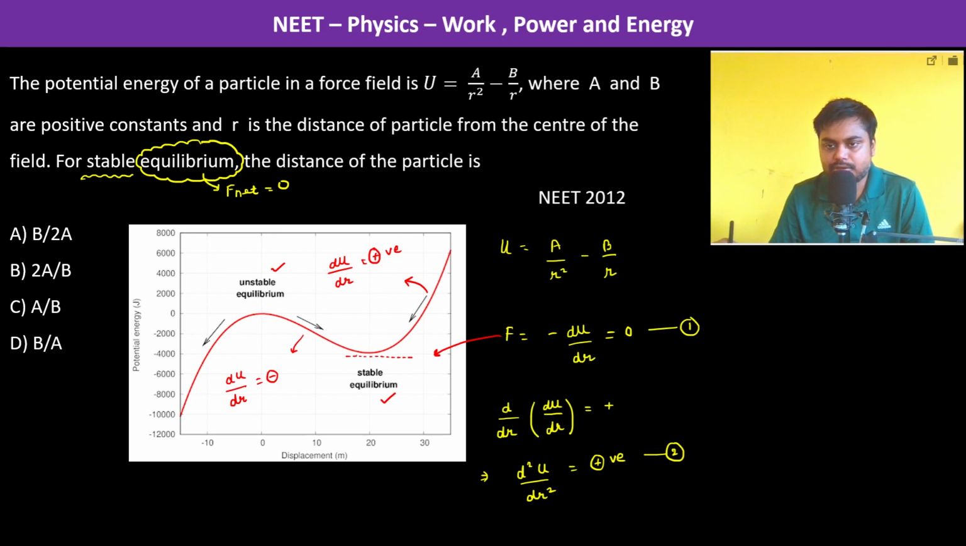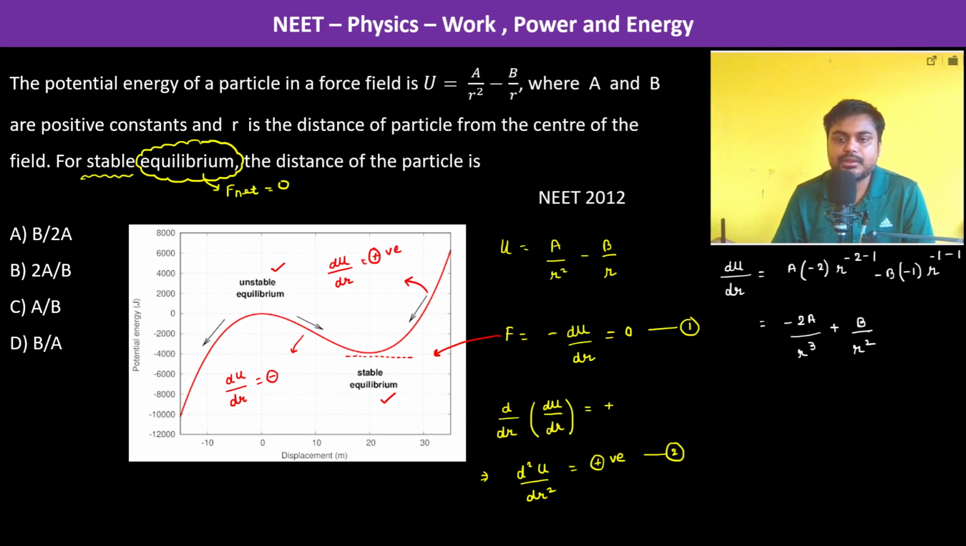So dU by dR becomes A into minus 2 R to the power minus 2 minus 1, minus B into minus 1 R to the power minus 1 minus 1, which is equal to minus 2A by R cube plus B by R square. Now this should be equal to 0.